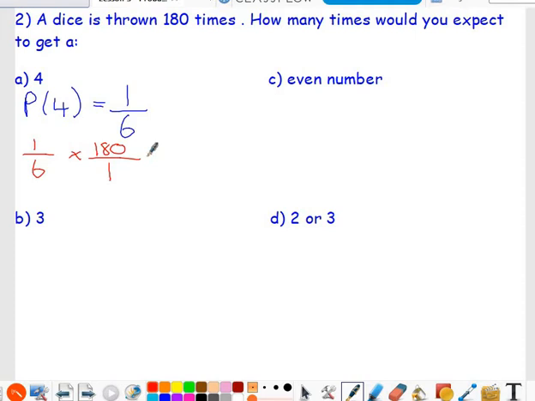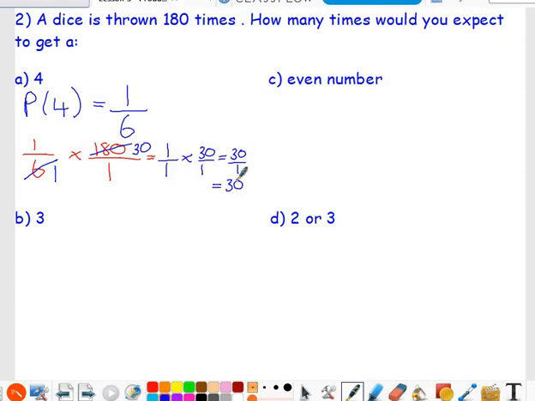Pop it over 1. Look for any cross cancels or simplifies where we can see we've got a cross cancel here with a 6 and 180. 6 goes into 6 once. 6 goes into 180. Well, it goes into 18 3 times. It goes into 180 30 times. So you end up with 1 over 1 times by 30 over 1, which equals 30 over 1, which is 30. So we would expect to have 30 fours.